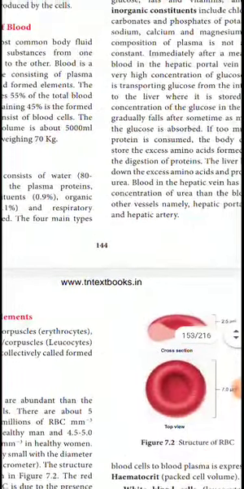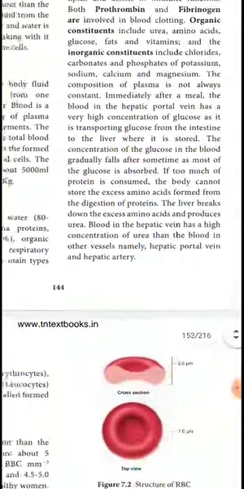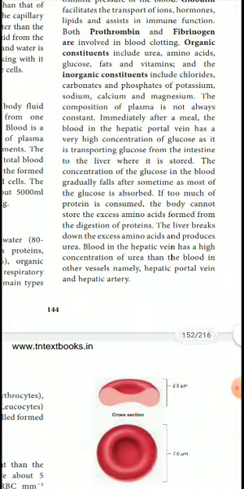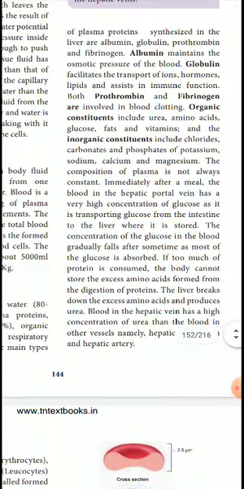Okay. So these are the plasma components. What all does plasma have? Prothrombin, fibrinogen, albumin, globulin. These 4 are present in the plasma. And all these organic constituents, how will they go in? How will they be connected to the liver? That is hepatic. All this is discussed now.